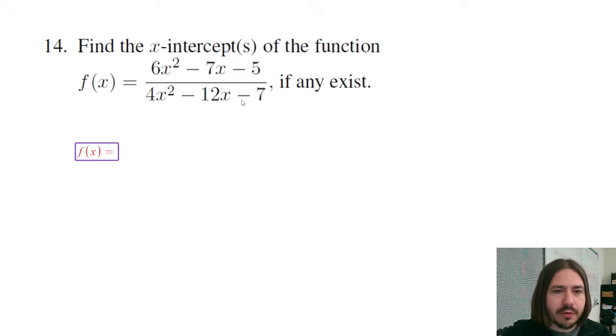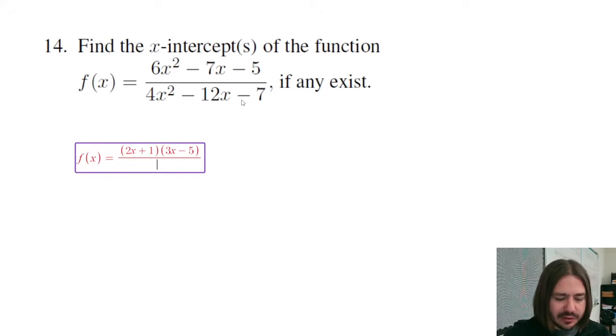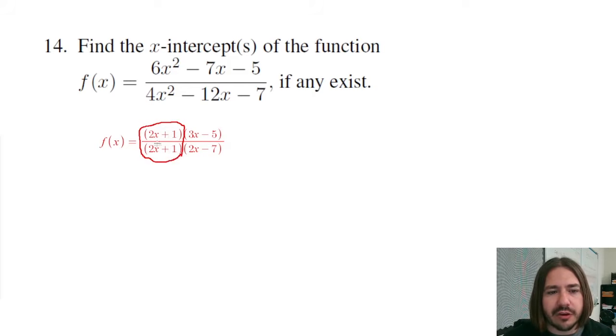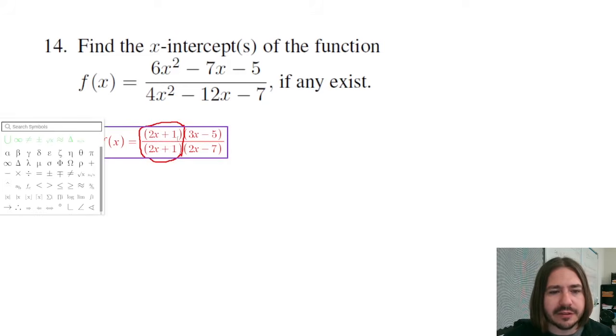So the numerator 6x squared minus 7x minus 5 can be factored as 2x plus 1 times 3x minus 5, and the denominator can be factored as 2x plus 1 times 2x minus 7. Now that we have it in factored form, we can see that there is a factor that is in both the numerator and the denominator, and this is going to cause the hole in the graph. So we're just going to ignore this for now because all it's asking for are the x-intercepts, and that's only going to happen when 3x minus 5 equals 0.